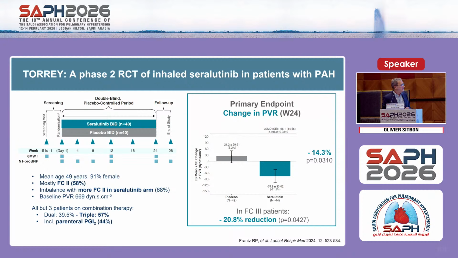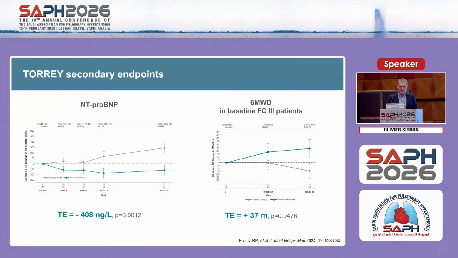This was significant. It seemed to be more efficacious in the more severe patients, in particular patients in functional class 3. This is a change in NT-proBNP. We also observe a significant change in the NT-proBNP level, and also in the 6-minute walk distance, but only in patients in functional class 3 at baseline.